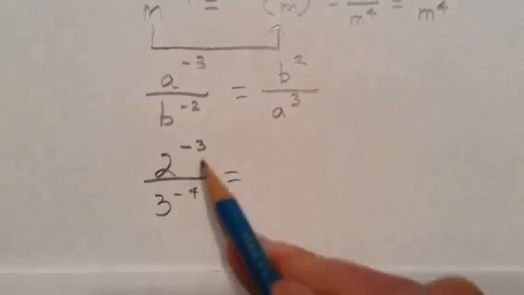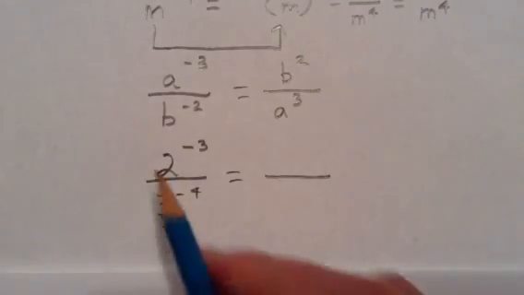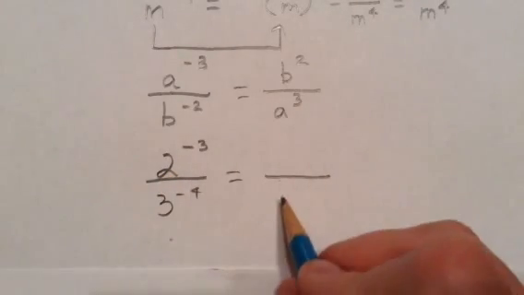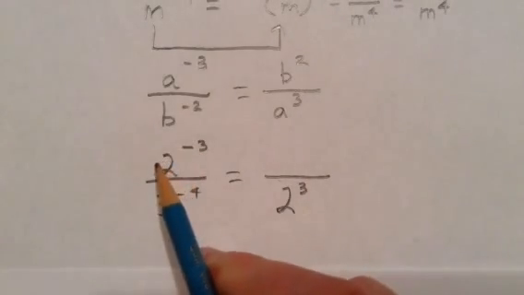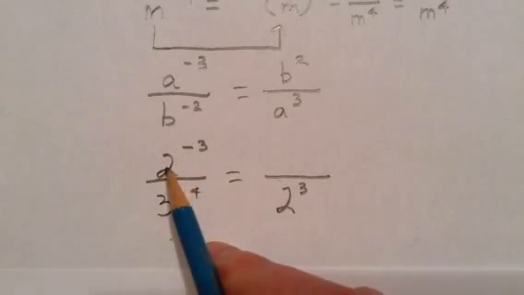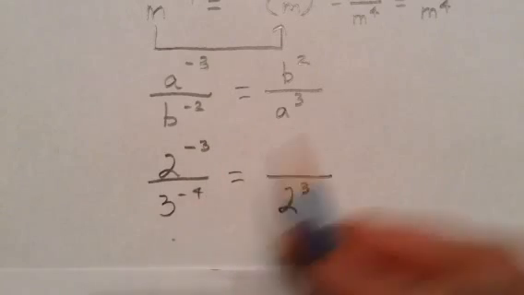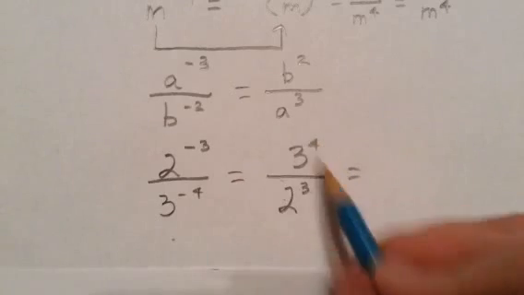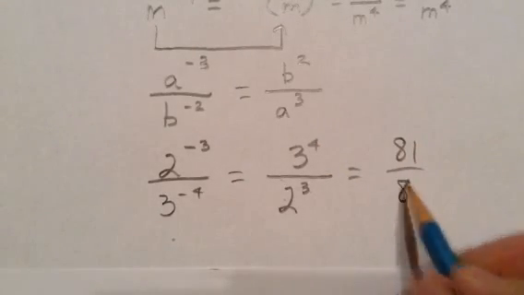Both of these have negative exponents. So I'm going to switch positions in the fraction. So 2 with a negative exponent on top will become 2 with a positive exponent on the bottom. Notice the base sign is not changing. The base is 2 here, the base is 2 here. It's the sign of the exponent that's changing. And we'll do this right here. Switch its position in the fraction, and we get 81 over 8.